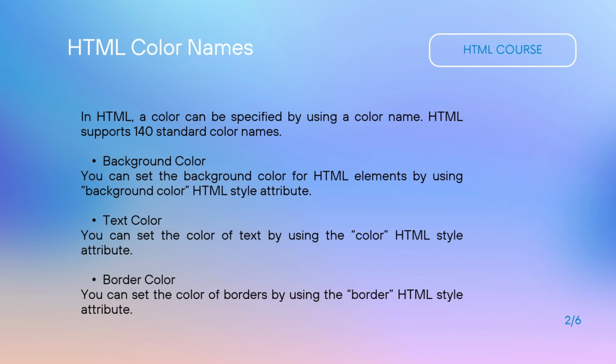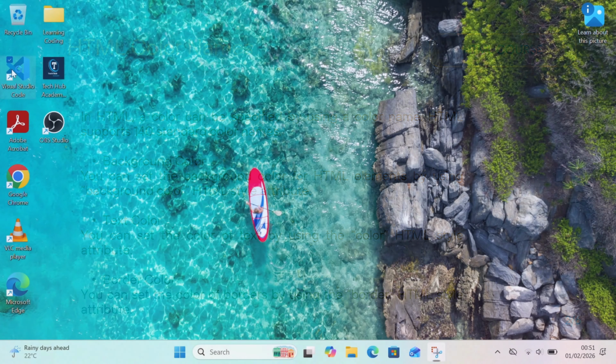Text color. The color style attribute is used to change the color of text. This improves readability and visual appeal. Border color. The border style attribute is used to change the color of borders around elements. Borders help separate content and improve layout design. Color names are simple, but they offer limited choices compared to other color methods.